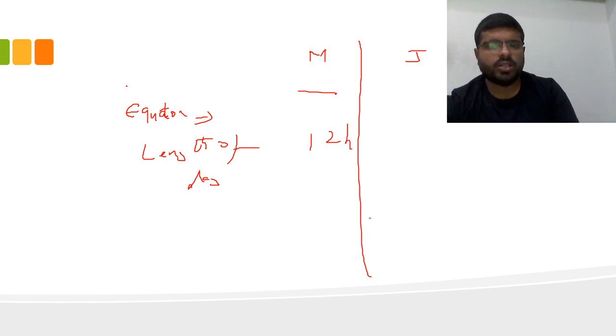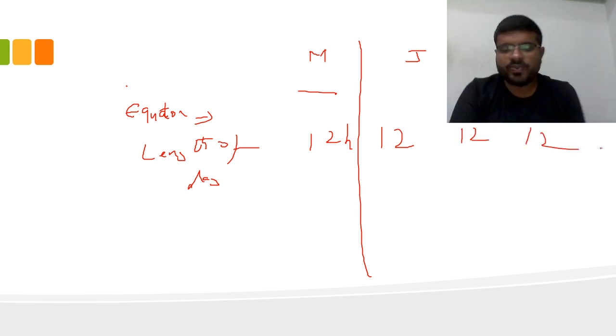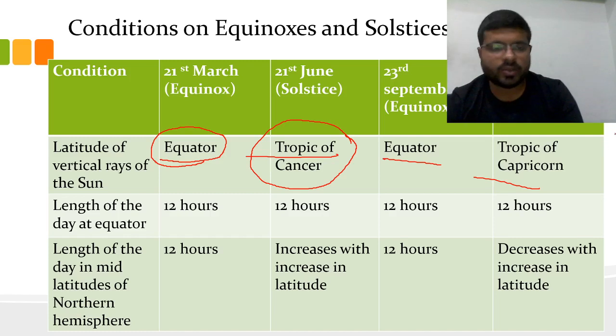Wherever the world. In June, what happens? The length of the day at the equator will be more than 12, less than 12, what happens? It will be once again 12 hours in June, 12 hours in September, 12 hours in December. Why 12, 12, 12? We are talking about the equator.